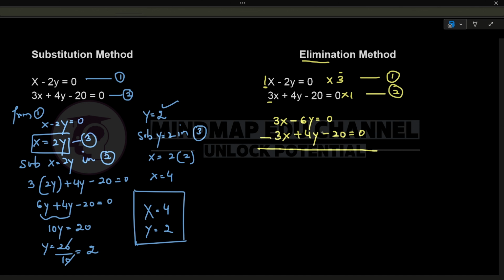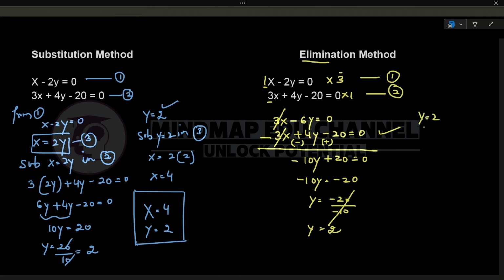So, when you are subtracting, what we have to do? We have to change the sign. So, plus will become minus, and minus will become plus. And it is done only for the second equation, that means the lower equation. So, here this will get cancelled, and here minus minus is plus, so it will be minus 10y, and here it is plus 20 equals 0. So, minus 10y equals minus 20, and y equals minus 20 over minus 10, and we will get here 2.